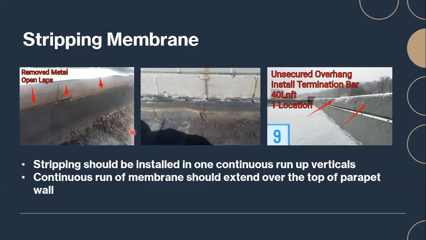So one of the things that we see from time to time is, again, the stripping membrane not going up and over and not being adhered properly. In this particular case, it was a little alarming because of the fact that there was metal cap flashing installed over top of this. So if you were just coming out and looking at the roof surface, you wouldn't be able to immediately identify that this area of the stripping wasn't installed properly and that it's wide open at the top. In this case, again, it looks fairly clean and fairly nice installation.